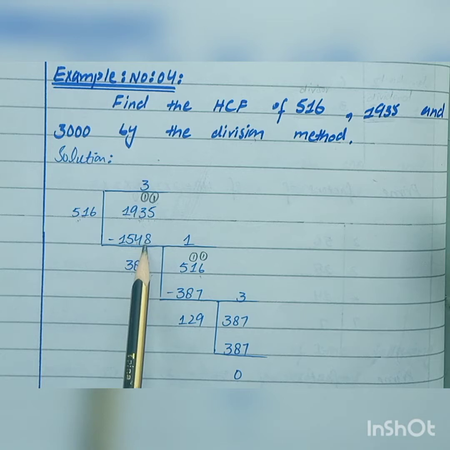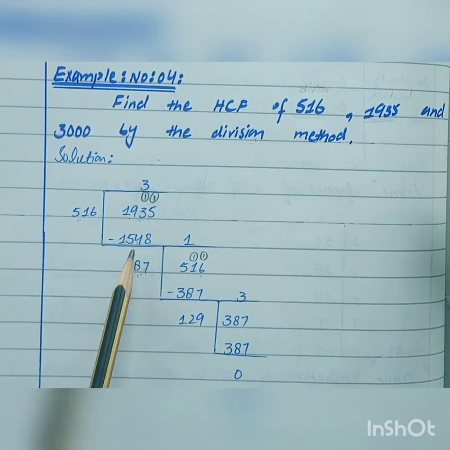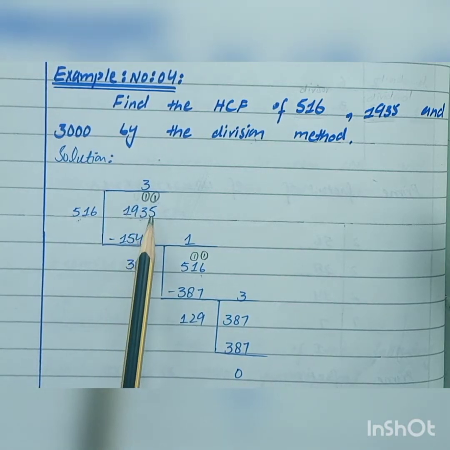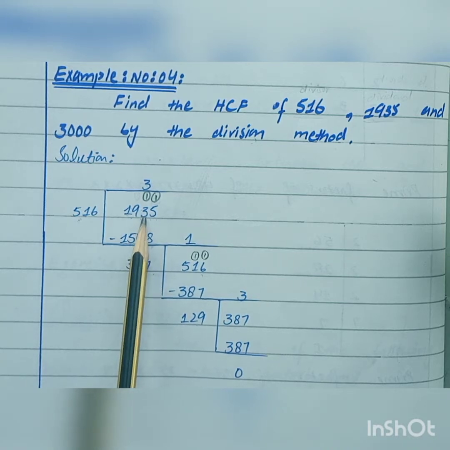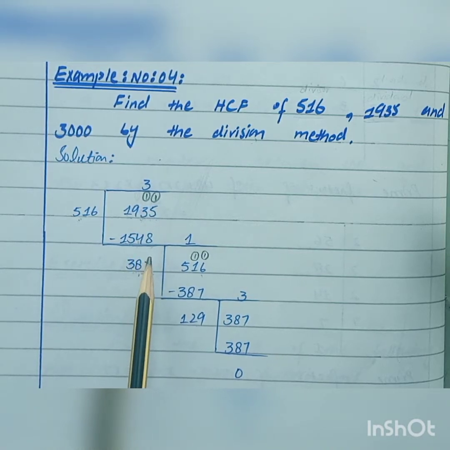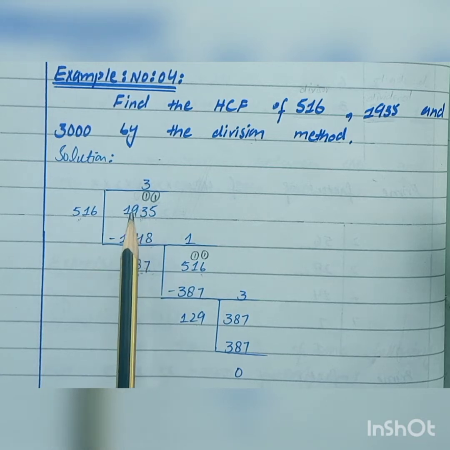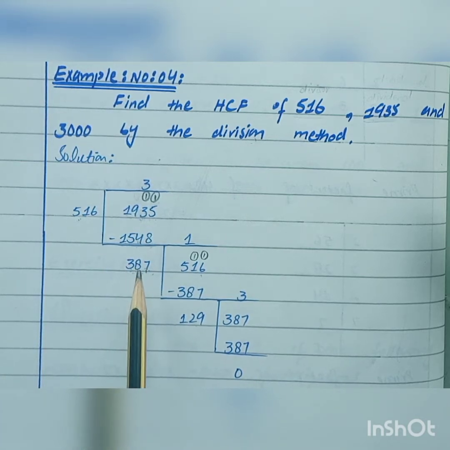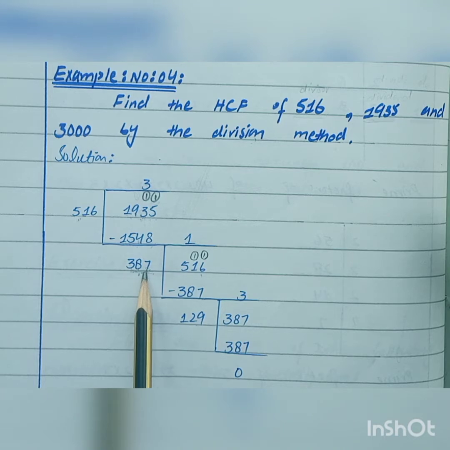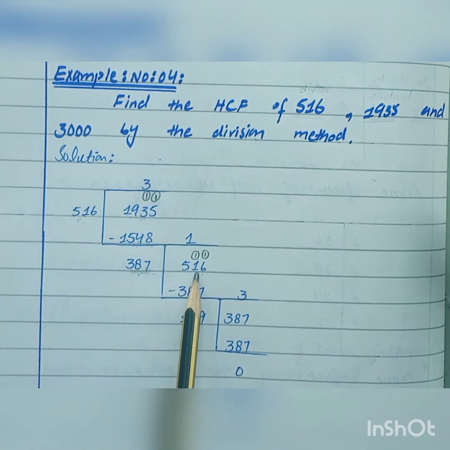516 times 3 is 1548. Thirdly, subtract these two values. 5 is smaller than 8, so carry from 3. It becomes 15 minus 8 is equal to 7, and 3 becomes 2, so carry from 9. This is 12. 12 minus 4 is equal to 8 and 9 becomes 8. 8 minus 5 is equal to 3. 387 take outside and 516 take inside.